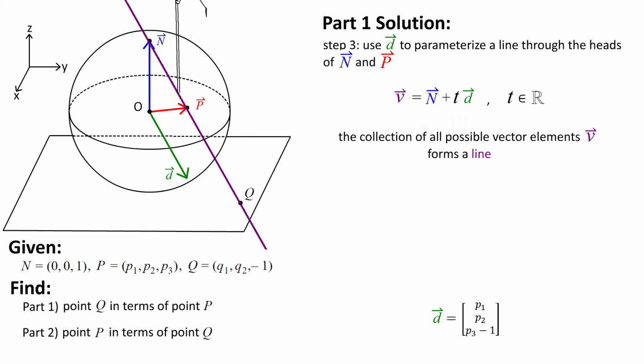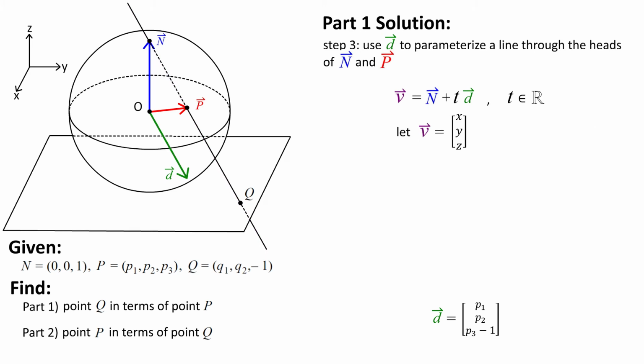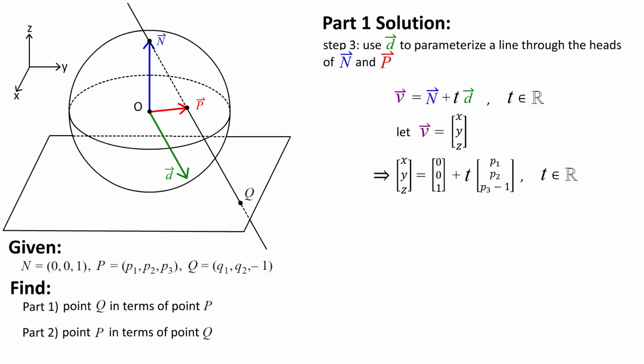Let's now plug in the coordinates for our line. We're in R3, so I'm going to let vector v be defined by Cartesian coordinates x, y, and z. Therefore, our line turns into (x, y, z) equals (0, 0, 1) plus t times (p1, p2, p3 minus 1). And this is where t can be any element of the real numbers.